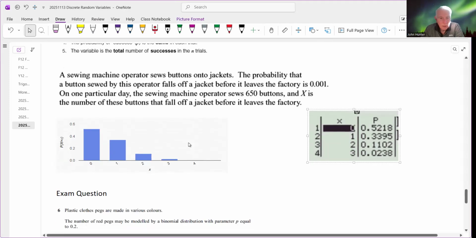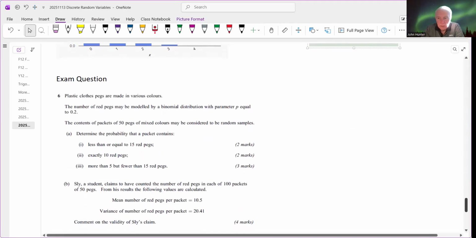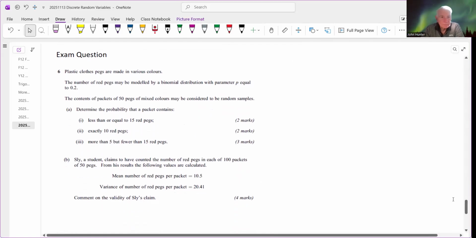Right, okay, so let's have a look at an exam question. Plastic clothes pegs are made in various colors. The number of red pegs may be modeled by a binomial distribution with parameter p equal to 0.2. The contents of packets of 50 pegs of mixed colors may be considered to be random samples. So your number of trials is 50 then. Determine the probability that a packet contains less than or equal to 15 red pegs.